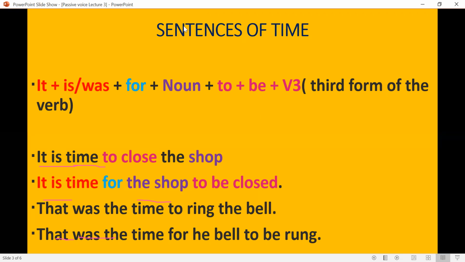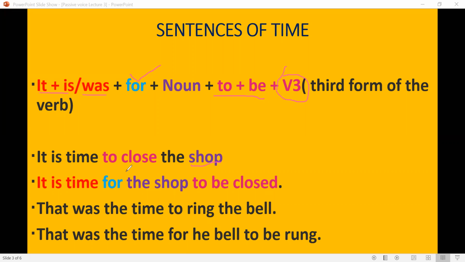Now, the sentences of time. These are changed like this: it is time will be changed into it was time. It is changed into it was. We will use for plus a noun, like the shop, plus to be, and with to be a third form of the verb. V3 means the third form of the verb.